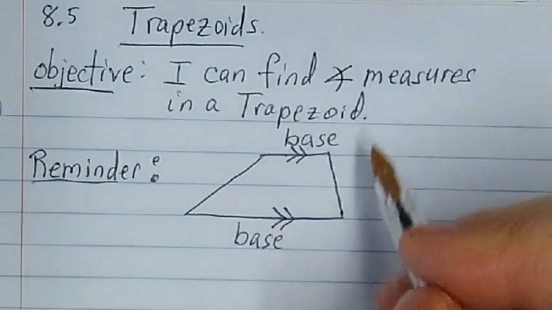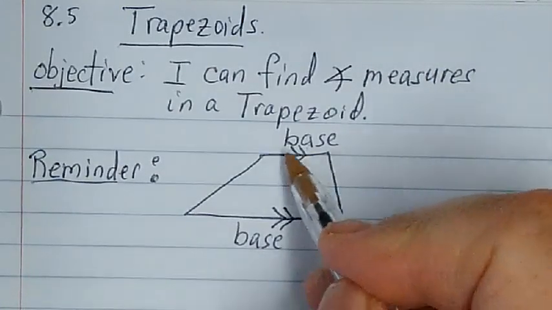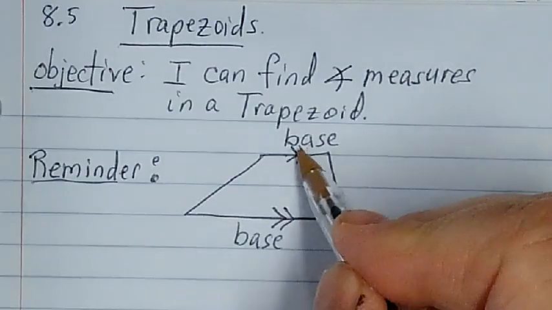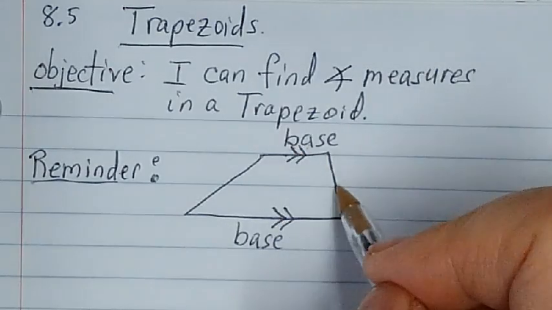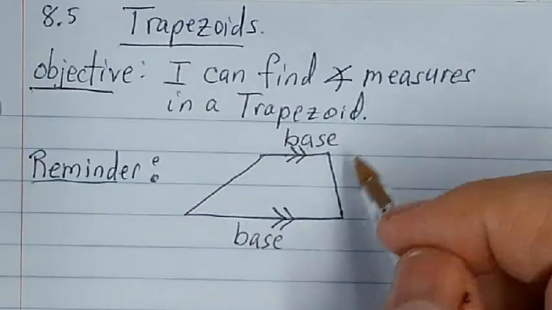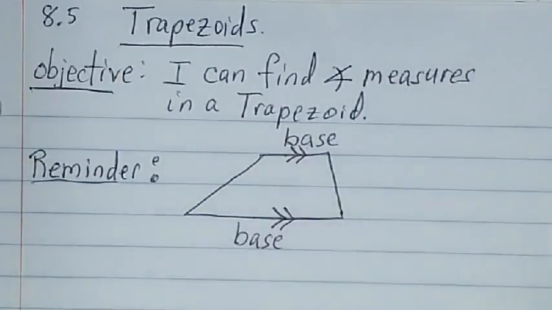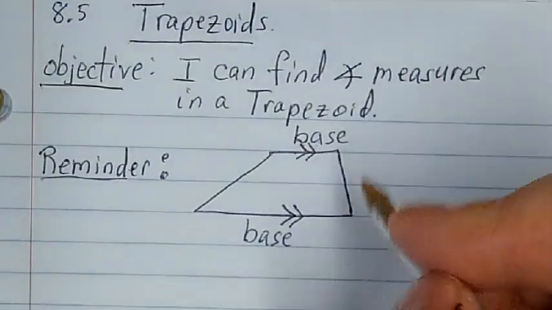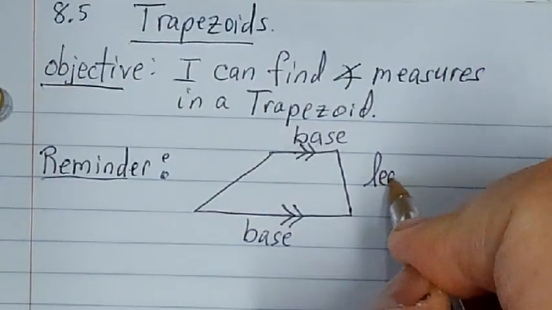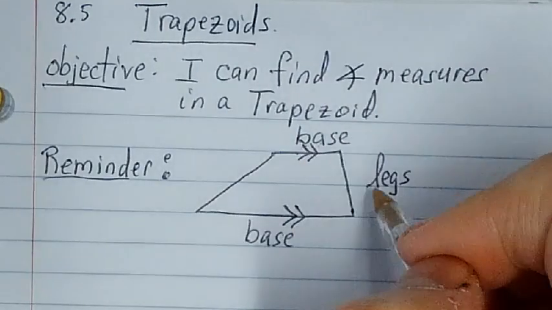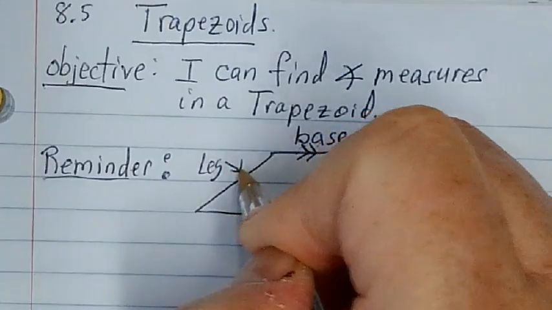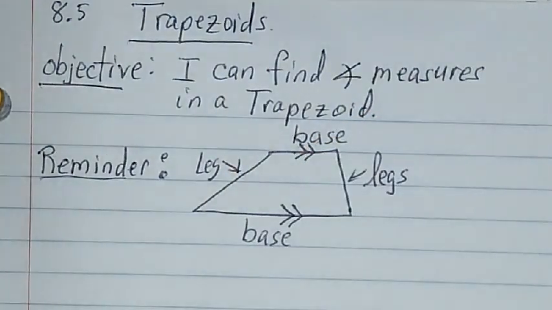Now, the next question is, what do you call the non-parallel sides? See if you remember. You got the two parallel sides that are the bases. What do you call the pair of sides that are not parallel? I'll give you a clue. Tables have them. Chairs have them. Legs. Thank you. I need you to be aware of these vocabulary words. That's a leg. That's a leg. So when I talk about the legs or the base, you'll know what I'm talking about.